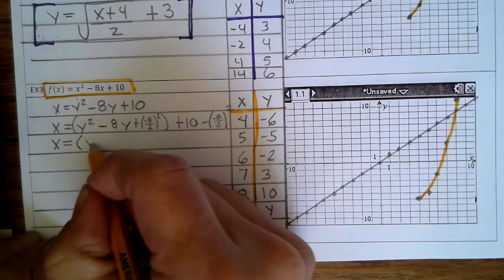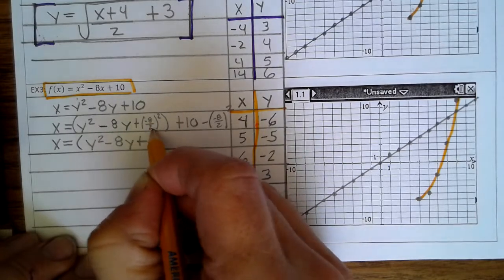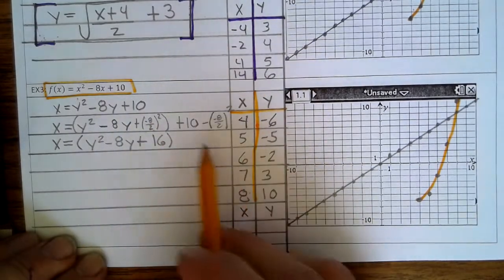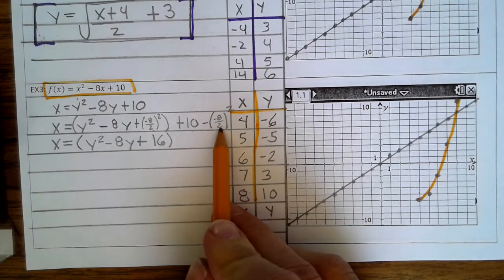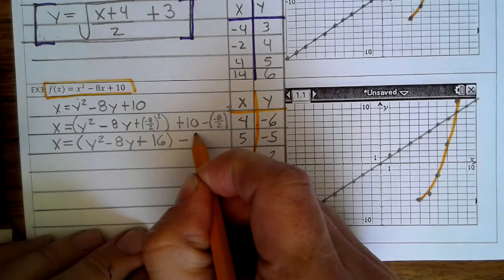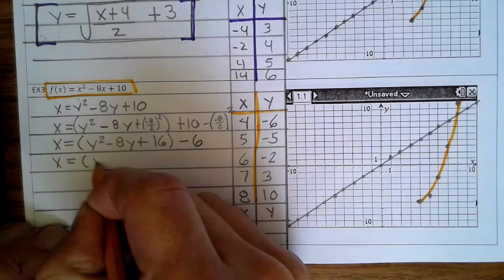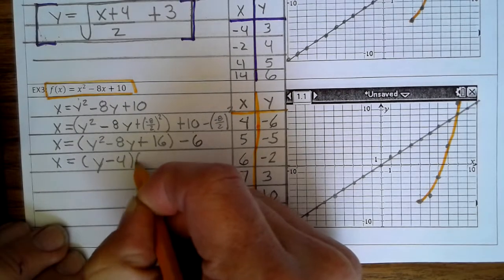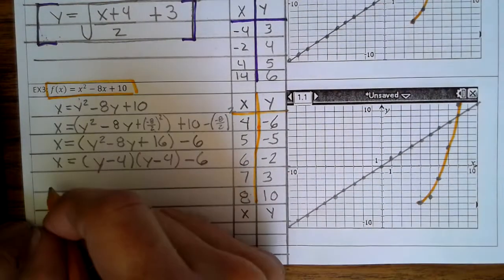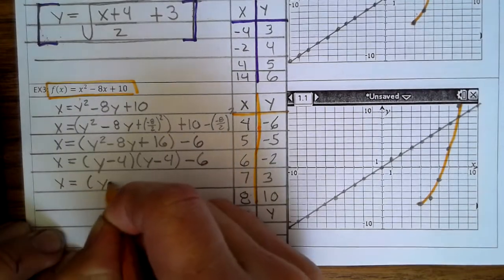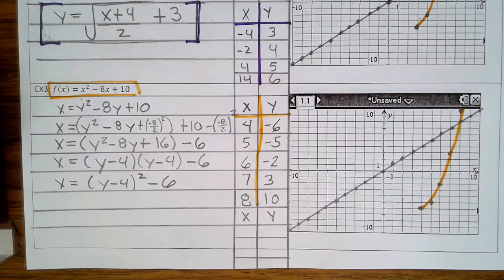And then 10 minus 16 is negative 6. So then that's x equals, we know that this is (y minus 4) times (y minus 4), minus 6. This is now x equals (y minus 4) squared minus 6. Now we're at a point where we can solve for y. So we're going to add 6 to both sides. So x plus 6 equals (y minus 4) squared.